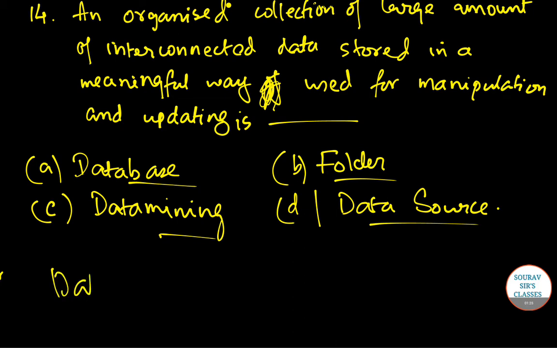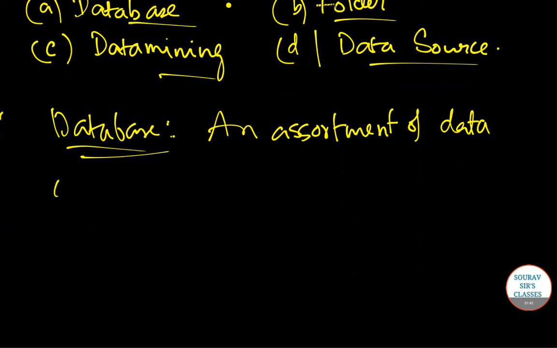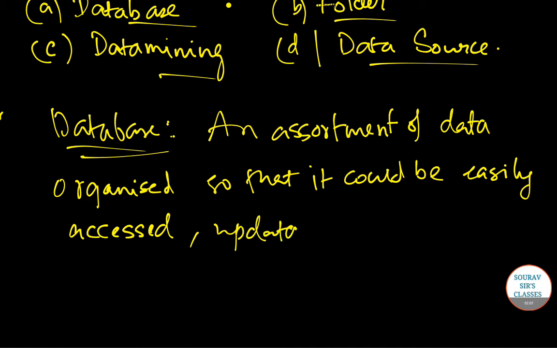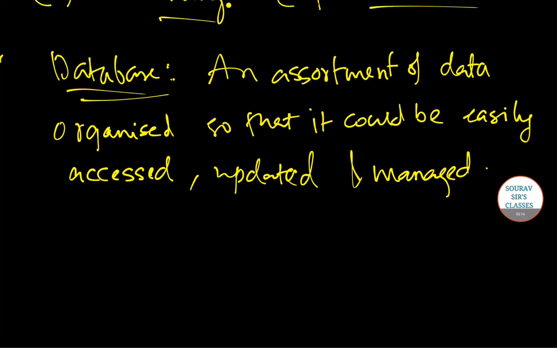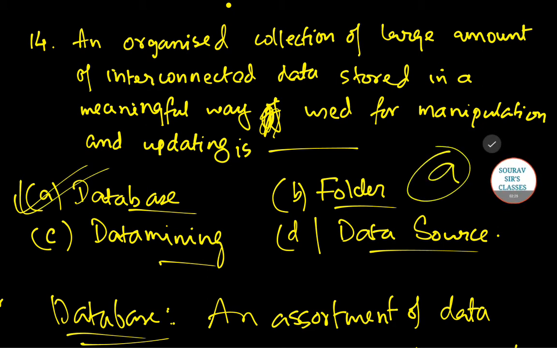Now we know that a database is an assortment of data which are organized so that it could be easily accessed, and hence updated and managed. So the answer will be option number A, or database. Now moving on to the next question.